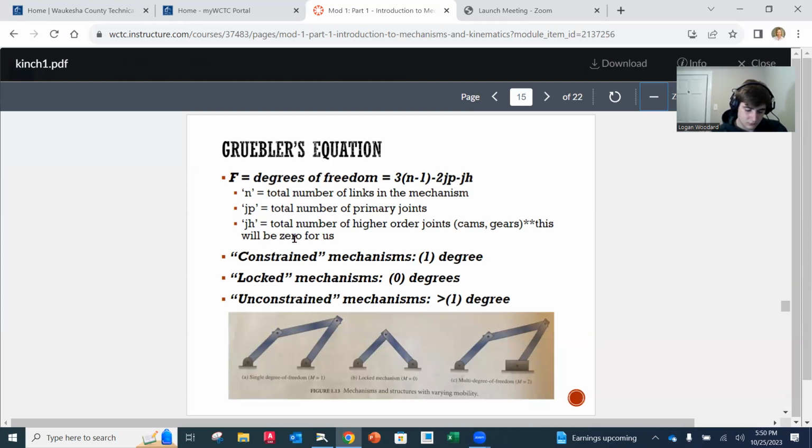And then we have unconstrained, and that's where it's going to be greater than 1. So if we get anything, a 2, a 3, a 4, that means I'm moving around a bunch of things in order to get it to do what it's supposed to do.